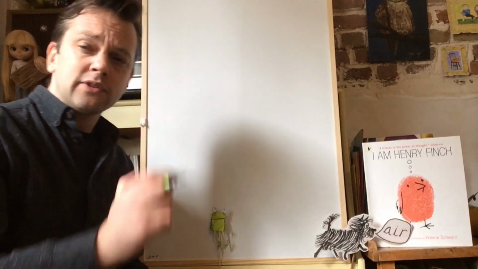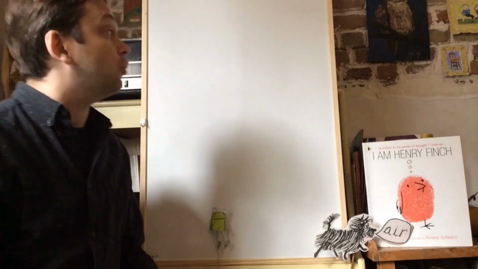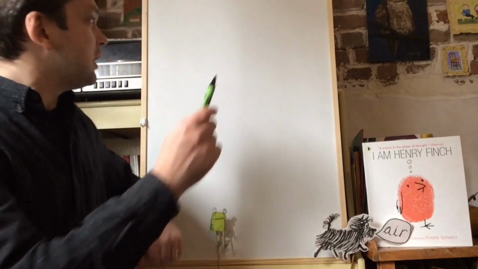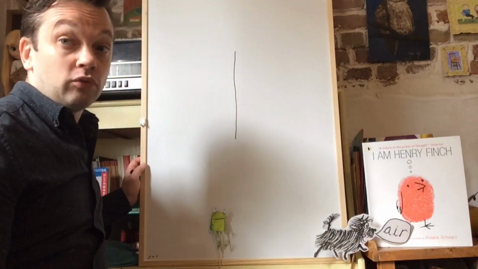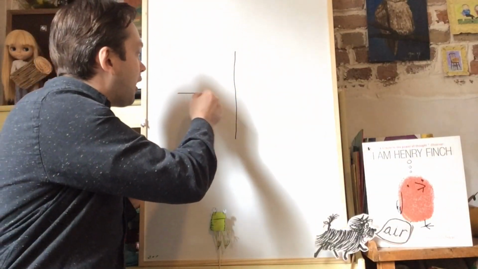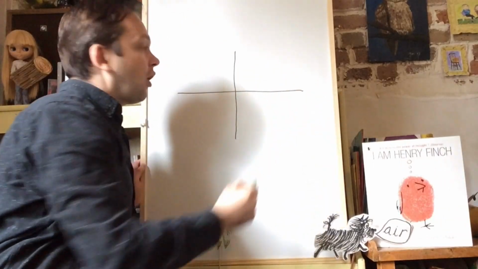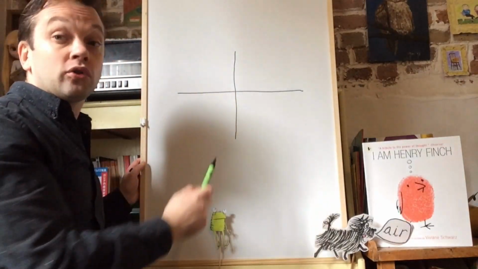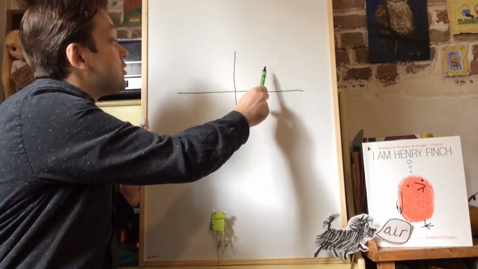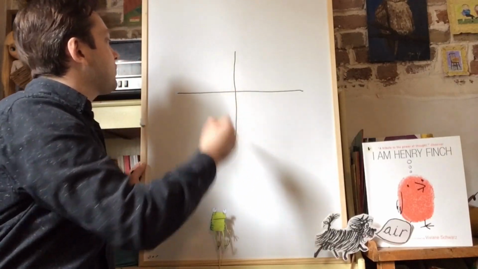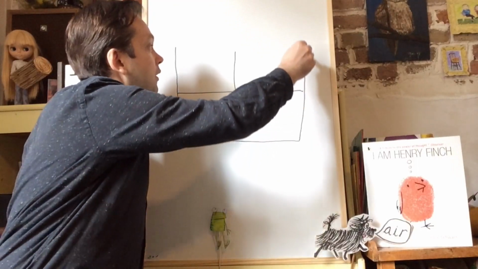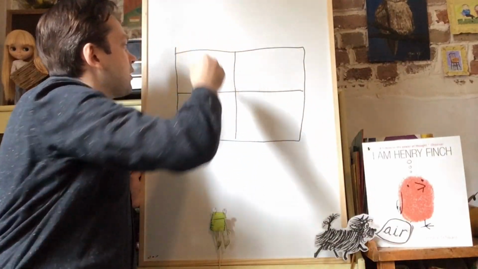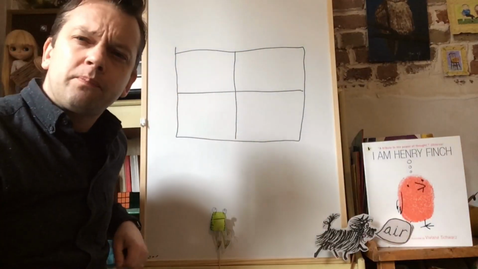Before we read it though, we need to draw some lines. So you will need a pen or pencil and a piece of paper. Today it's just one line down the middle and then one line across. So that makes 4 boxes, doesn't it? 1, 2, 3, 4. If you like, you can go like this. So you've got neat boxes.